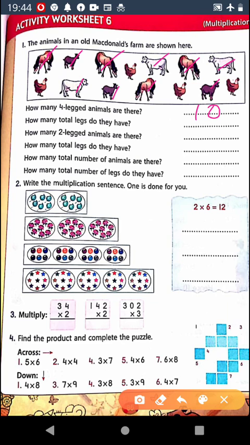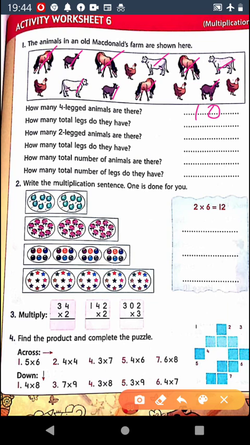How many total legs do they have? Now see, there are 10 four-legged animals. Okay, how many animals are there which have got 4 legs? There are 10 animals, and each animal has got 4 legs. Four-legged animals means animals having 4 legs. So you have to find out the total number of legs. One animal has got 4 legs, so how many legs will 10 animals have?